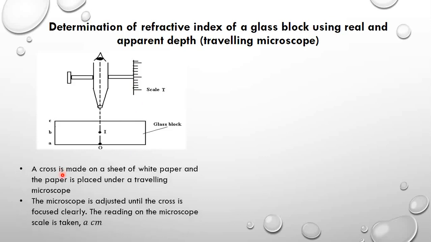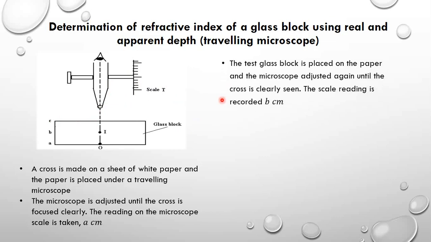After that, we are now going to place the glass block on that mark, on the top of that mark, and again we are going to adjust this traveling microscope until we can see the mark clearly. Then we shall again record a new position on the scale, the new reading on the scale. We shall read that new reading, and that is going to be B, still in centimeters.